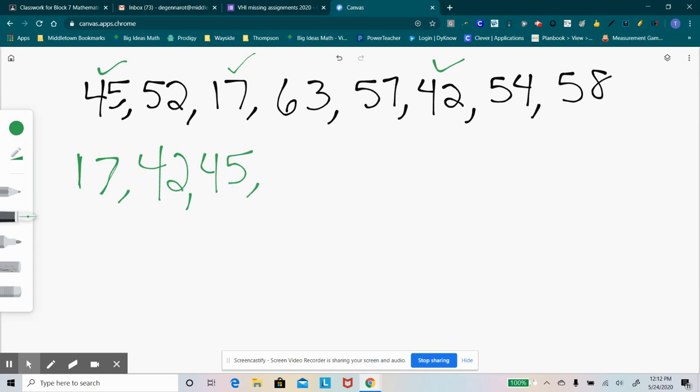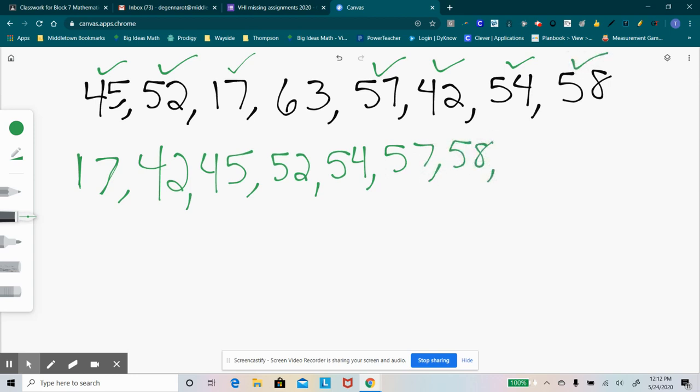Okay, so next we're going to look in our 50s, and we do have some 50s. It looks like we have 52 first. And then it looks like we have 54. Then 57. I almost said 58. I missed that. 57. Then 58. And then we should have 63. And then I'm going to double check again and just make sure I have 8 numbers. So 1, 2, 3, 4, 5, 6, 7, 8. I do have 8 numbers.